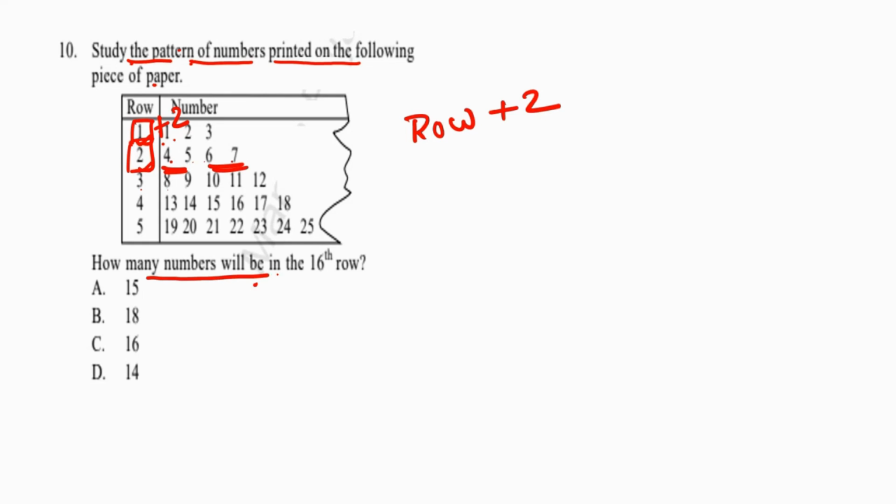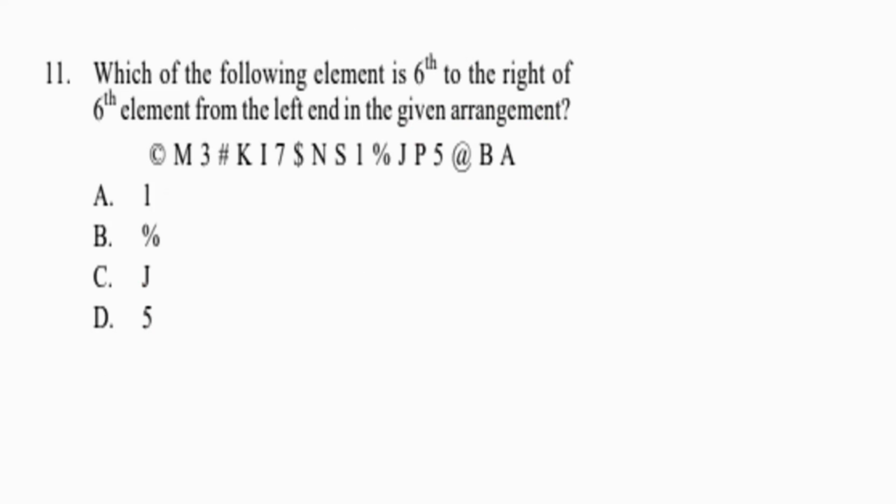So how many numbers would be there in the 16th row? Number of row, that is 16, plus 2 extra numbers, that's 18. Option B again as our answer. Moving on to the 11th question.